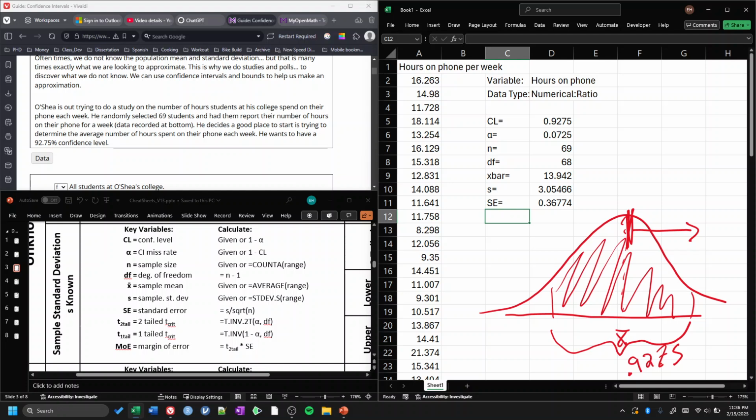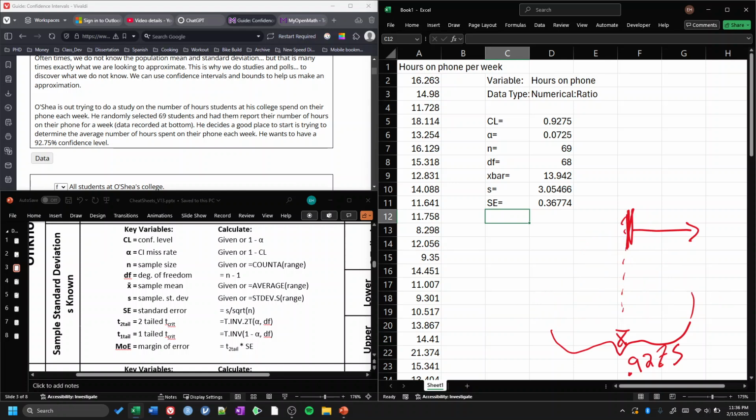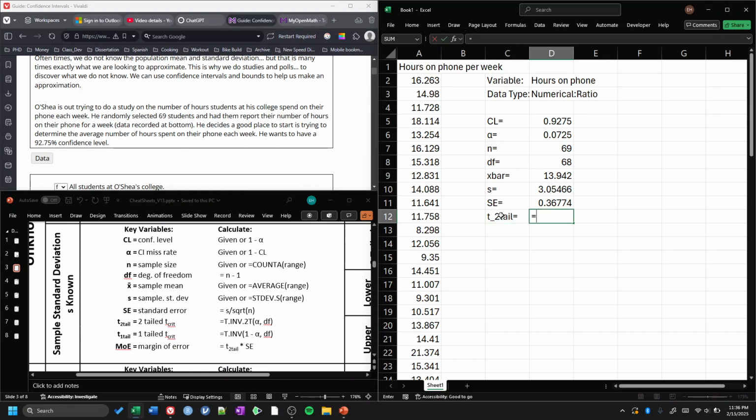In order to calculate this, we're going to use our T.INV.2T. So we have a nice formula that will calculate this for us very simply. So let's go ahead and do it. I'm going to do t two-tail, and that's just going to be equal to T.INV.2T, and then it asks for a probability. What probability it's asking for is our alpha level, or the percent of the time that we're going to miss capturing our true mean. So let's grab our alpha level, and then it asks for the degrees of freedom. So we can just click on the degrees of freedom and hit enter, and we get a t of two tails.